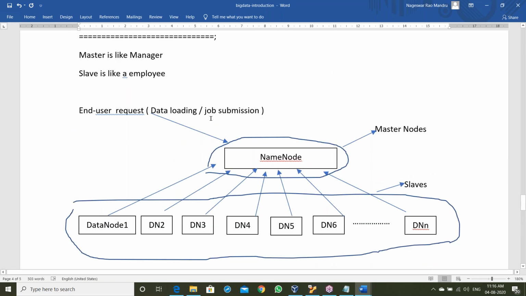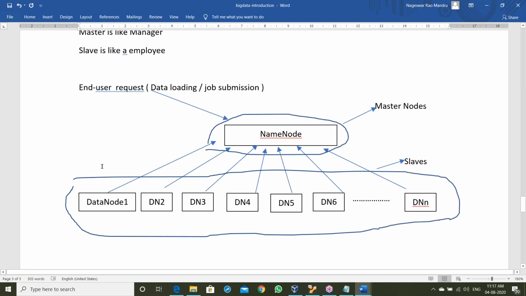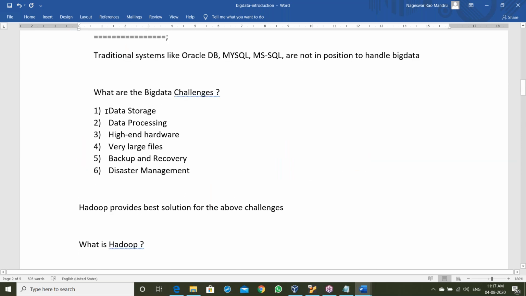When you try to load any file here, the name node takes your file data, divides it into multiple blocks, and distributes them onto multiple nodes. Now let us see data storage. Data storage is the first of the big data challenges. Now we are going to discuss this.